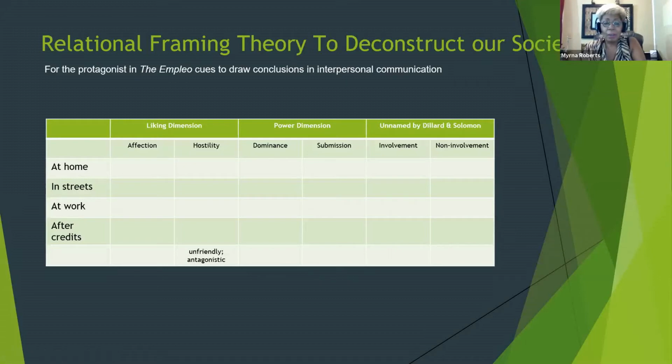So we go to all the columns from the epistemology. In the original epistemology, this all came from Lil John and Foss. The rows where it says home, in the street, at work, and after the credits, that's how we break up the video into short segments.